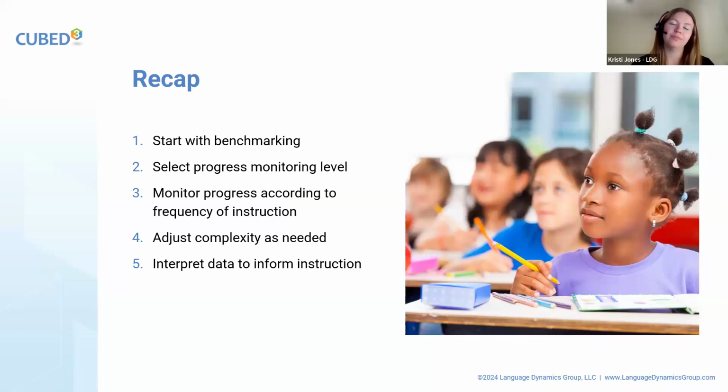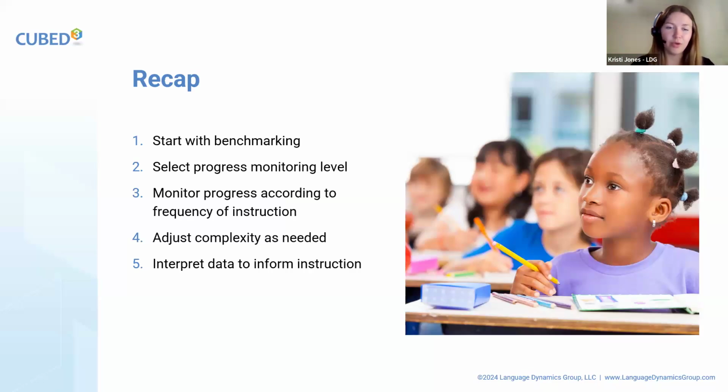So a quick recap. We want to start with benchmarking, first of all. We want to be able to select the appropriate progress monitoring level based off of how they did in benchmarking. We want to make sure we are monitoring progress frequently according to the frequency of instruction. If they are frequently receiving instruction, they should frequently be progress monitored. We want to make sure that we're adjusting complexity as needed for both progress monitoring and instruction. And then we want to interpret the data to inform instruction.